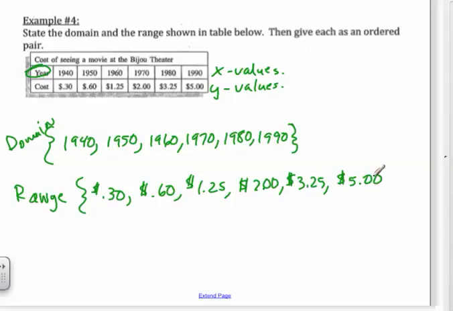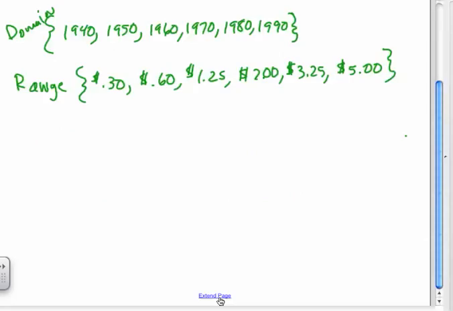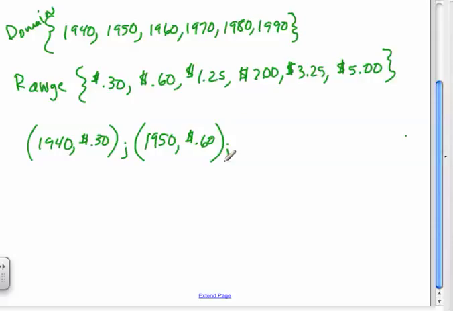Okay, so we've stated the domain and the range, but now they've asked us, I'm sorry guys, remember to put the braces there at the end to close it off. Then they've said, please write it as an ordered pair. So I put the x in, 1940, comma, 30 cents. All right, I'll put a semicolon between them. 1950, 60 cents. Semicolon. 1960, all right, $1.25. Semicolon. I'll move down here.